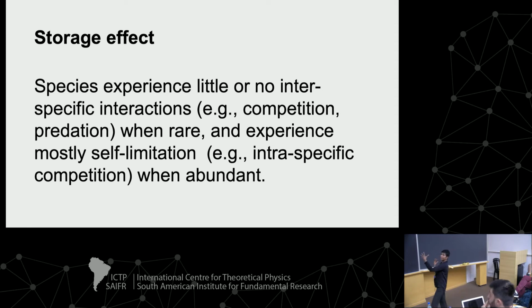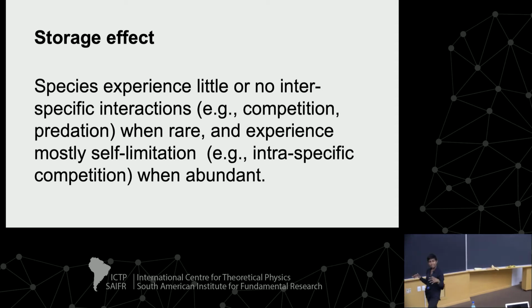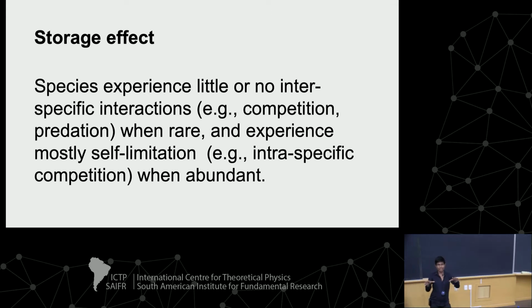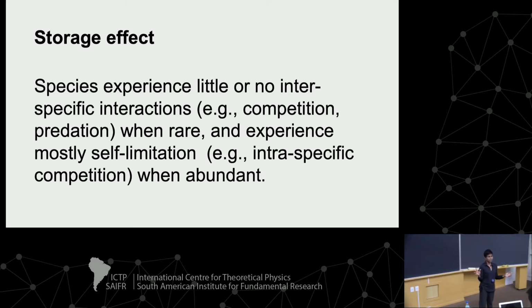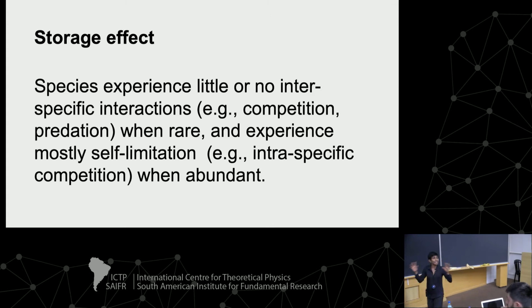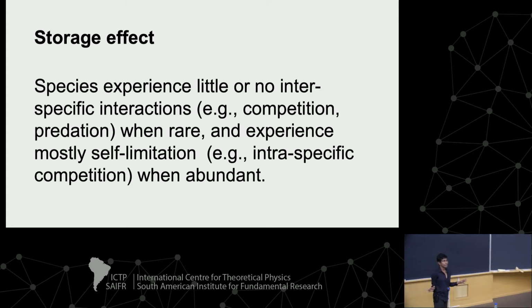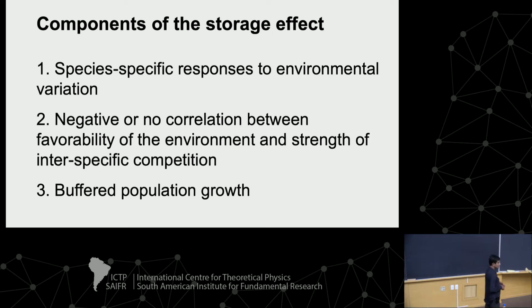And that when you are experiencing a favorable environment, the effect of competitors on you is weak. So basically, during the favorable environment, you only engage in interactions with conspecifics, okay? All right, so that really is the essence of it. But the question is, okay, how does that happen in nature? Okay? Now, there are 3 requirements for this.